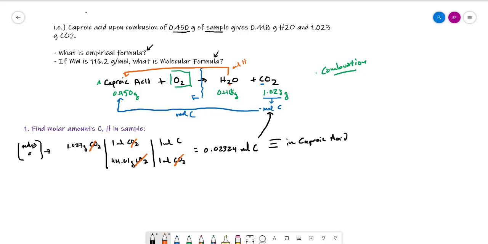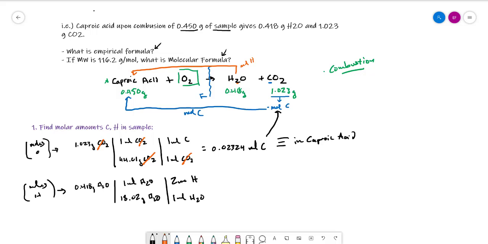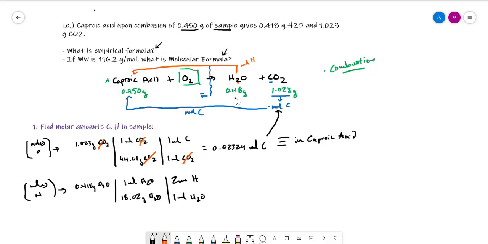Okay, we can do the same thing for moles of hydrogen, and I'm going to do that quickly, and then you can follow along. Using the same process, I've got the 0.418 grams of H2O that's produced. I'm starting with that value, 0.418 grams H2O. The molecular weight of H2O is 18.02 grams for every mole. So I can cross out those grams and moles. For every 1 mole of H2O, I'm producing 2 moles of hydrogen.